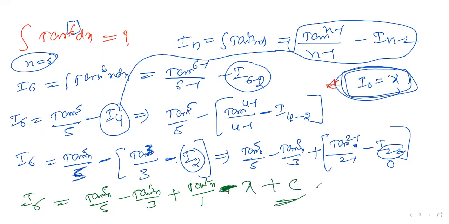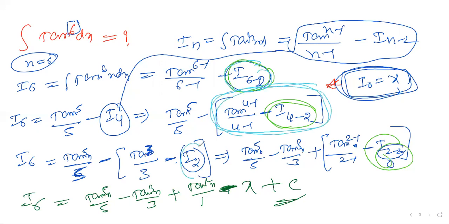Still any doubt? It's very simple. We need to write this in every step. This is a step extension, this is a step extension. I_6 will be there. To understand, this is the I_4 value. This is I_4.